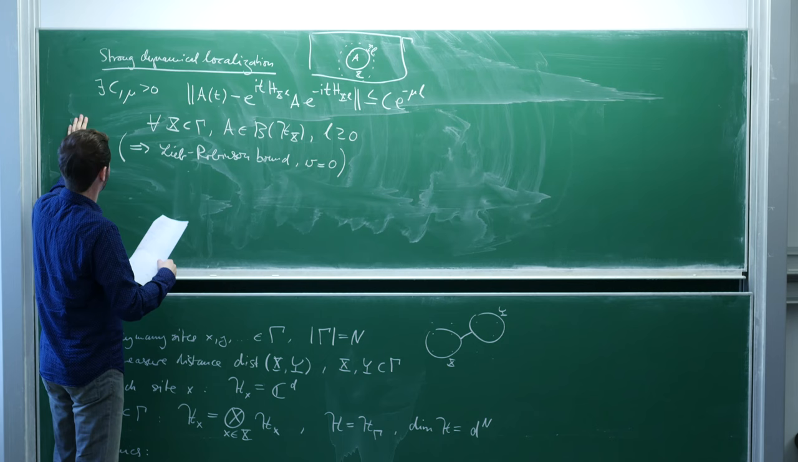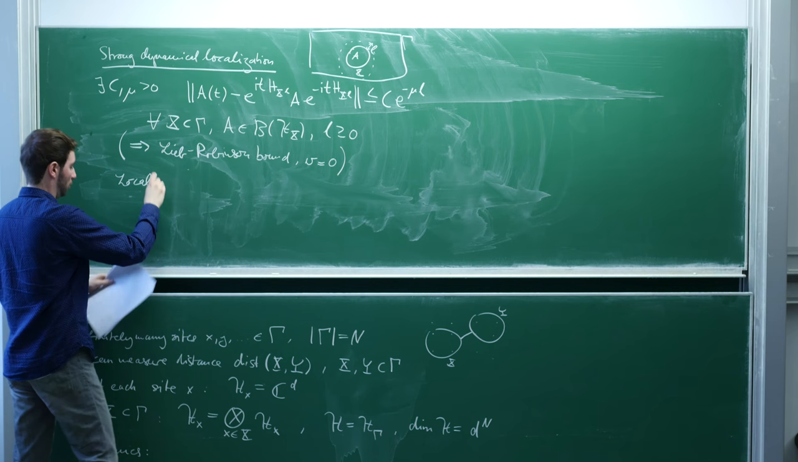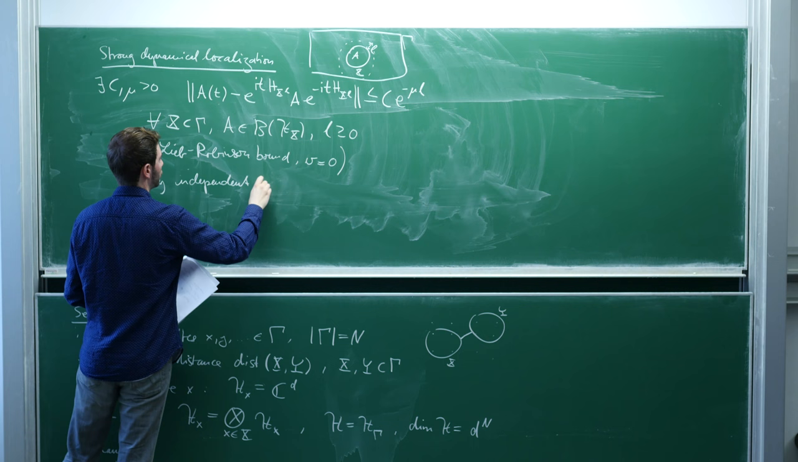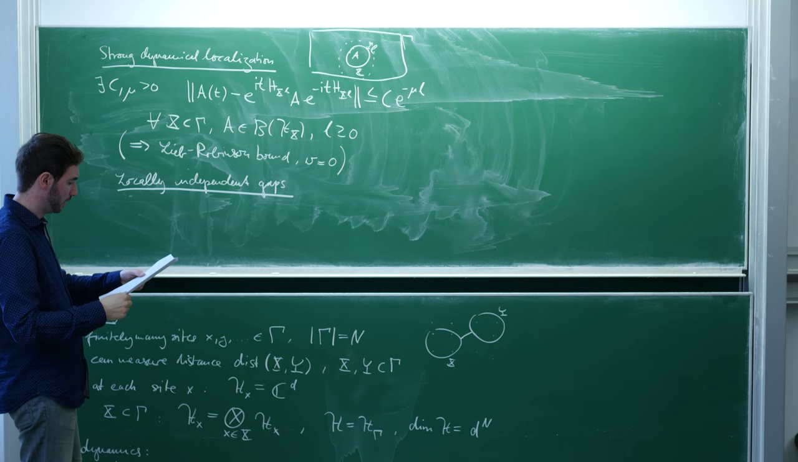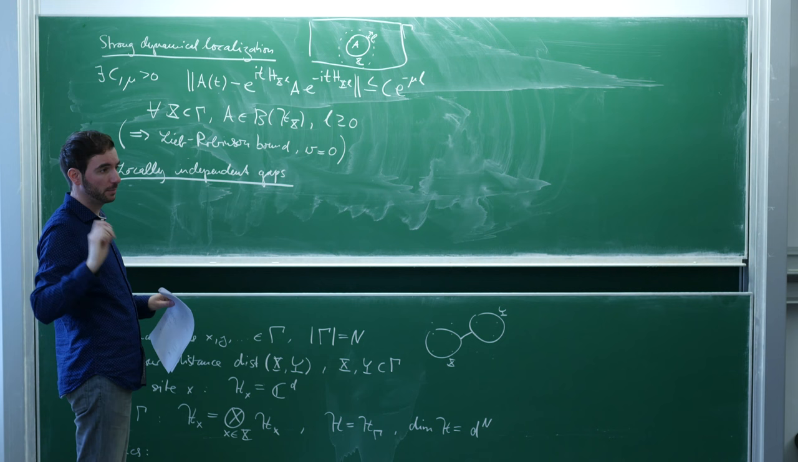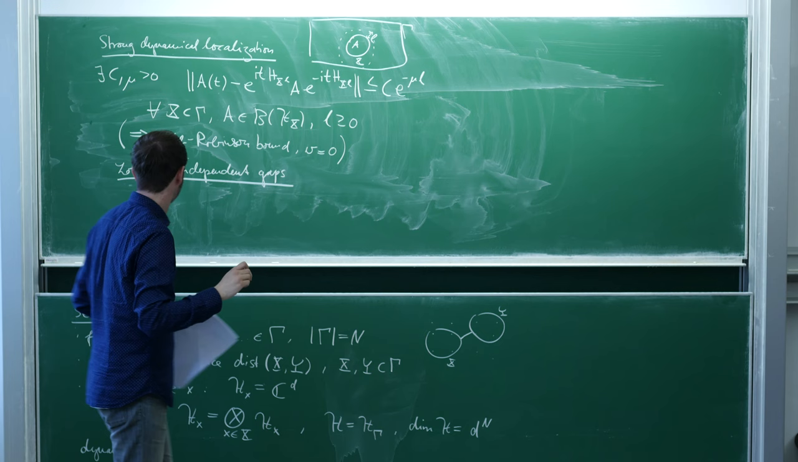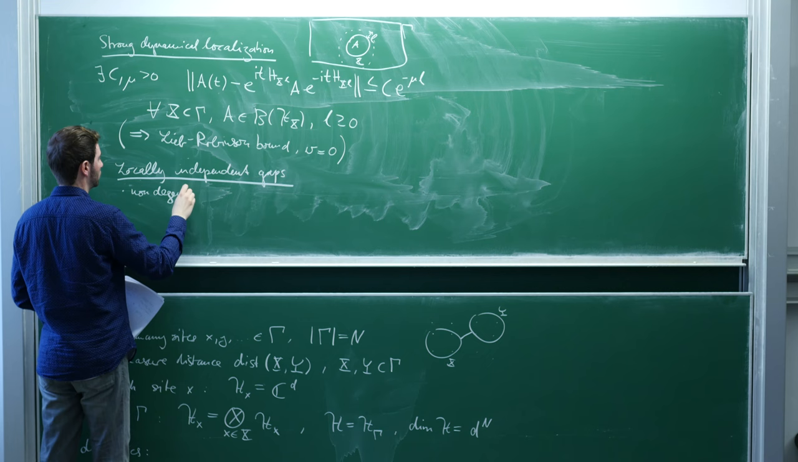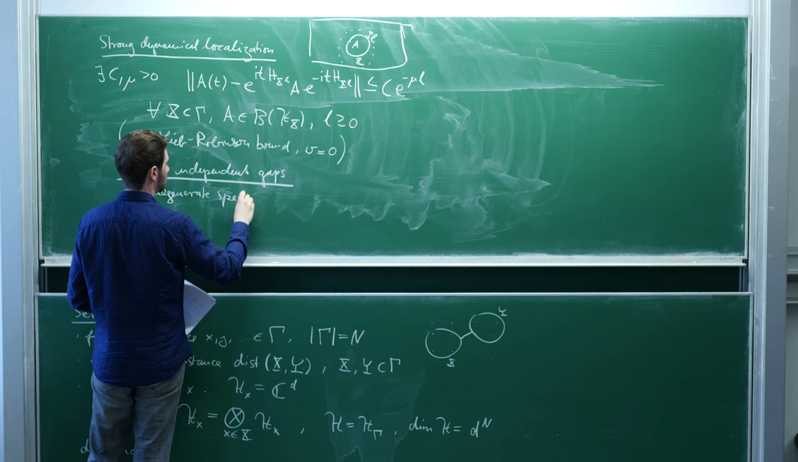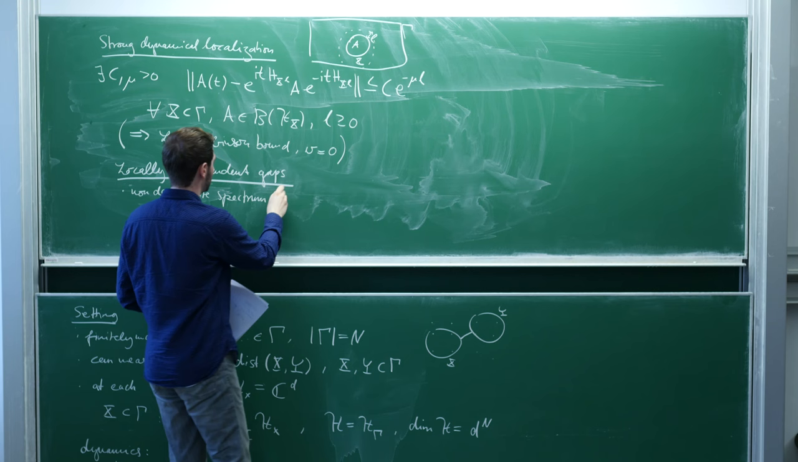The other condition that we will use is called locally independent gaps. I don't want to focus on this too much in detail, because that wouldn't be interesting here. So the most important condition is that we expect the spectrum of the Hamiltonian H to be non-degenerate. And we will require this not only for H, but also for every one of the local Hamiltonians.